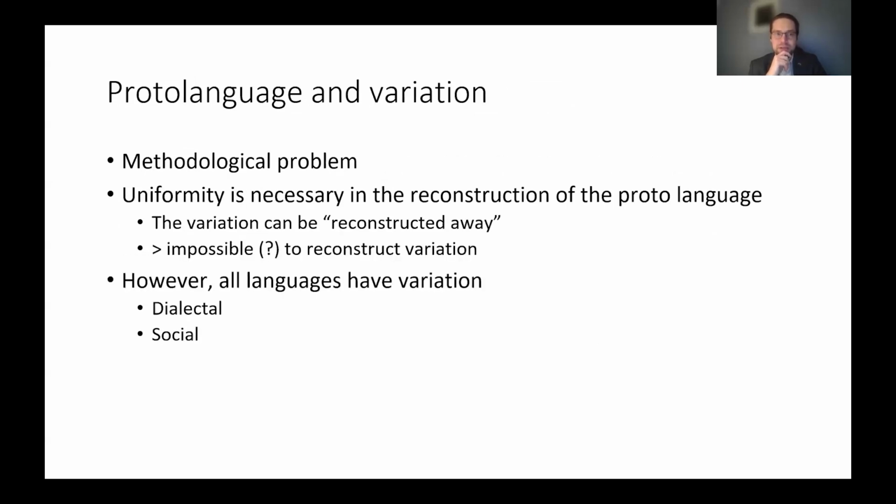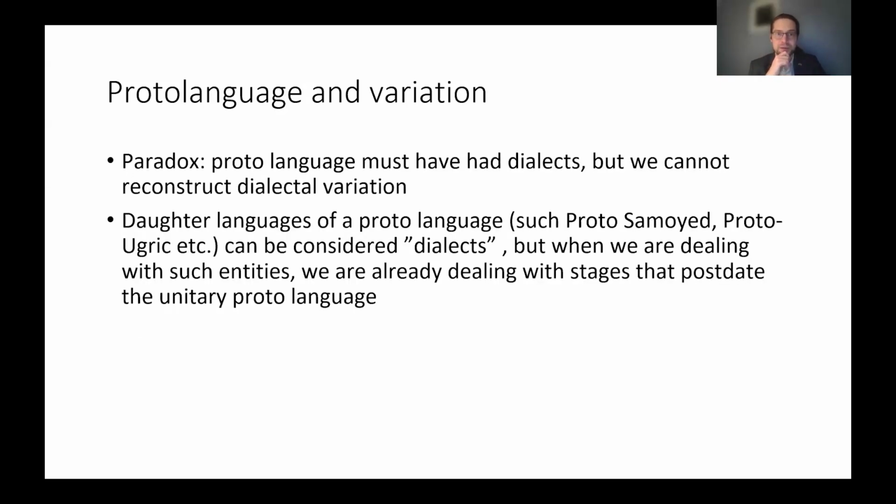And as already mentioned, the issue of variation is one of the central concepts here, because uniformity is necessary if we want to reconstruct a proto-language, and we always sort of reconstruct away the variation that we have. This is a real problem for us. Of course, when we look at a diverging proto-language, we can assume different dialects, but when we are dealing with such entities, we are already dealing with stages that postdate the reconstructed proto-language.